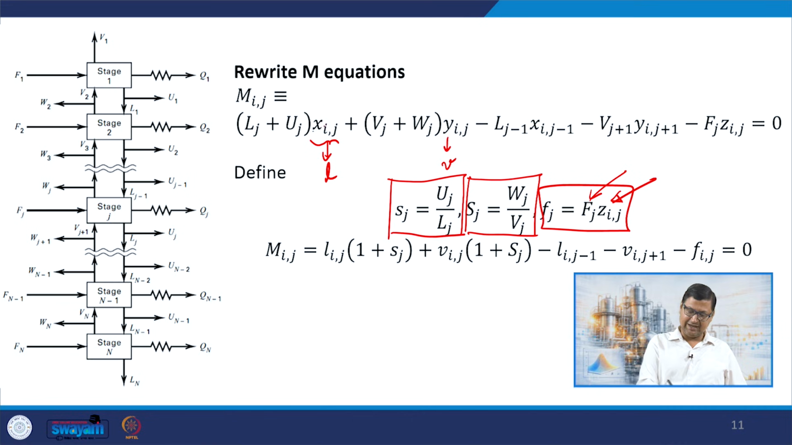So, if I do that, let us say the first term, let me show you, the first term is going to be something like this. I can now take Lj common. I have defined small sj as uj by Lj.